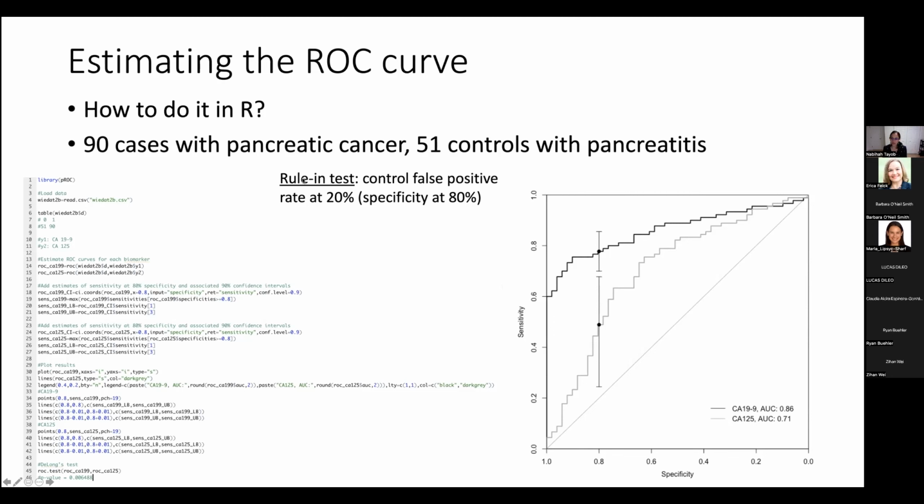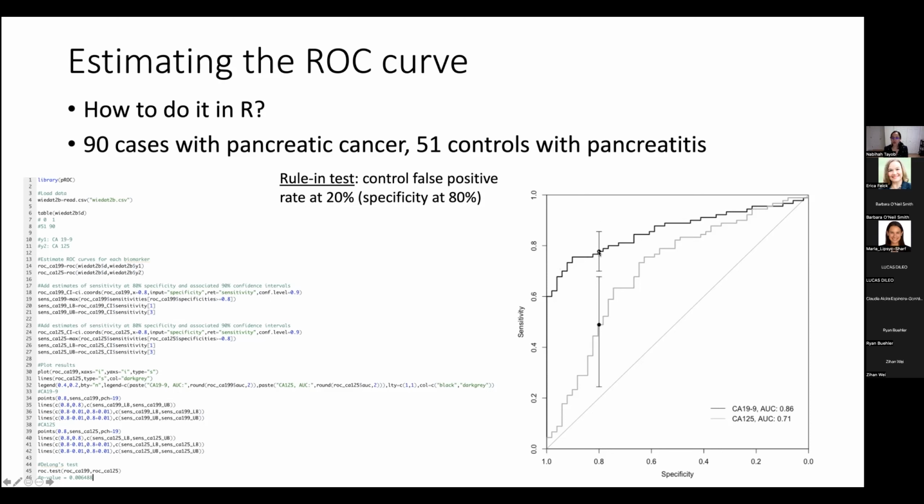Here, I'm literally just making this up. I actually don't know the context of the study, but for example, let's say you want to do a rule-in test. We're going to control the false positive rate at 20%, so specificity at 80%. That's not very high, because maybe patients with pancreatitis have some kind of disease, and maybe the follow-up test is just an imaging study. So we'll allow more false positives.